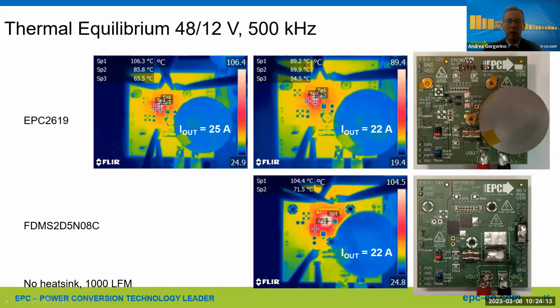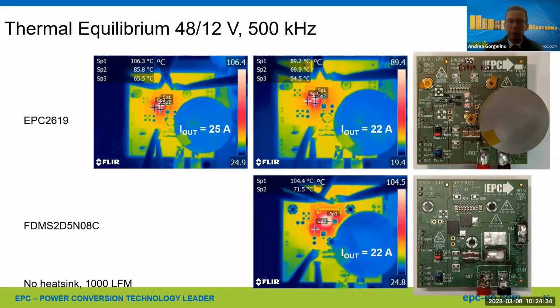Basically, you can get to higher currents with the GaN device in exactly the same conditions, even with a device that is almost 10 times smaller. You see the picture here. The one in the middle is 22 amps, both of them at the same conditions. The silicon reaches 104, and we use 105 as a typical limit for PCB temperature. I think that's a very common limit.